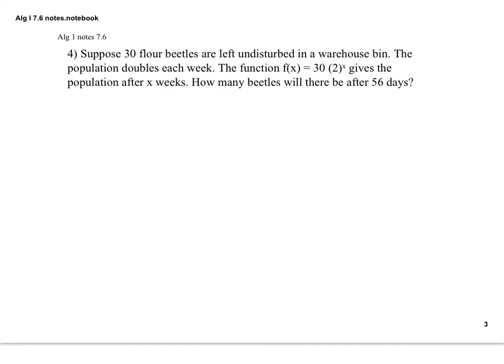All right, so for number 4, it says, suppose 30 flower beetles are left undisturbed in a warehouse bin. The population doubles each week. The function f of x equals 30 times 2 raised to the x power gives the population after x weeks. How many beetles will there be after 56 days? Well, first of all, we need to convert days into weeks because the function is in terms of weeks. So we need to take 56, divide by 7, and you'll figure out that that is 8 weeks.